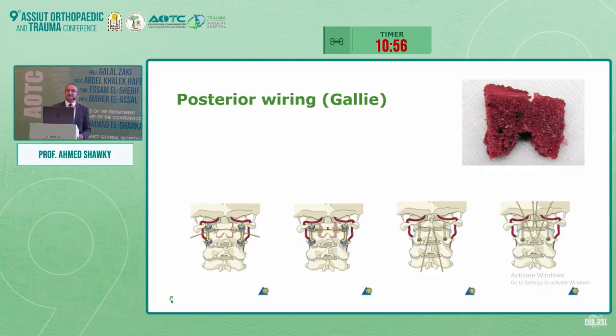This is the Gallie. It's not used nowadays as a standalone technique. It's commonly combined with C1-2 transarticular or direct screws, I mean, the Goel-Harms technique. We fashion an iliac graft in this H shape, and we put it between C1 and C2 after decortication of the posterior arch and the C2 lamina, and then you fix it with sublaminar wire. Actually, we commonly use Ethibond 5 as a suture material. We pass it sublaminar below the C2 lamina and also below the C1 arch. And there are different techniques for how to fix the wire or the suture material at the end of your procedure.